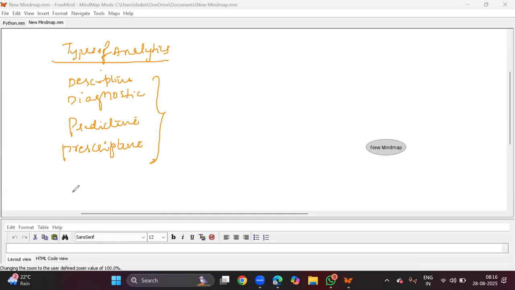Now, what is descriptive going to do? What happened, and why something happened. This is our first step: business problem understanding, data understanding, data preparation. Three steps.